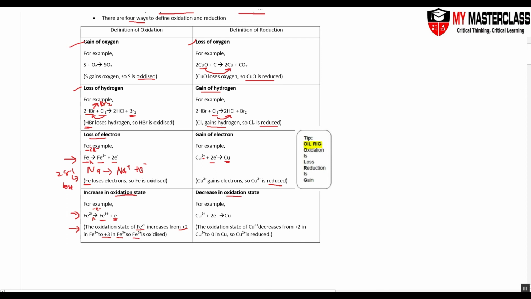Okay, and then decrease in oxidation state, we have your Cu2+ plus electrons gives you Cu. So this is also the same as gaining electrons, but in terms of oxidation state, we look at the charge. So this is +2, and it becomes this neutral compound, which is 0. Okay, so the oxidation state of Cu2+ decreases from +2 in the starting material to 0 in the product side. So what is being reduced is the starting material, my Cu2+.